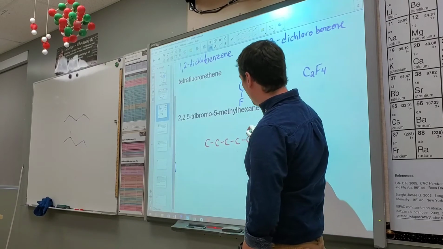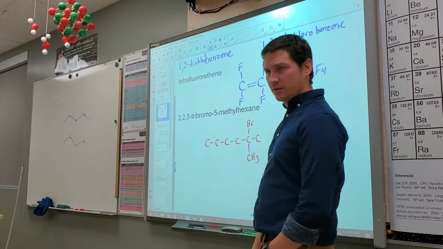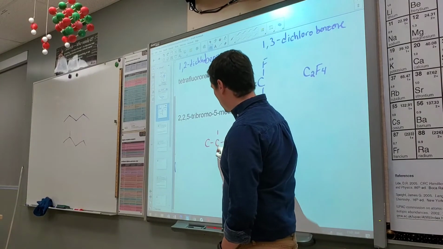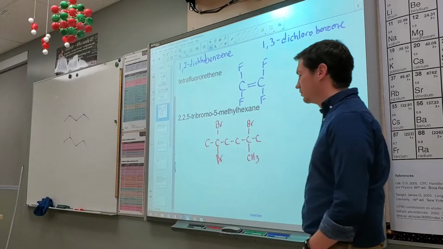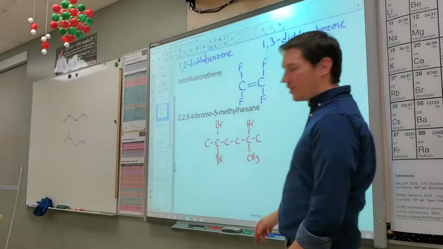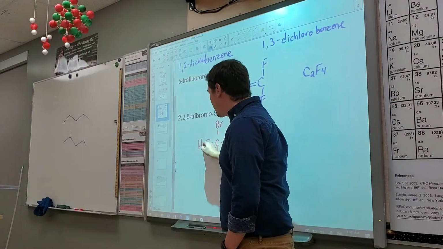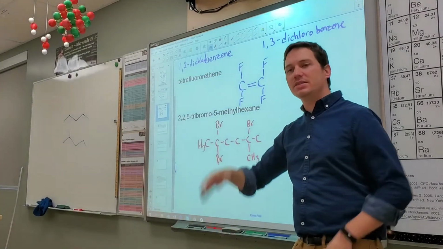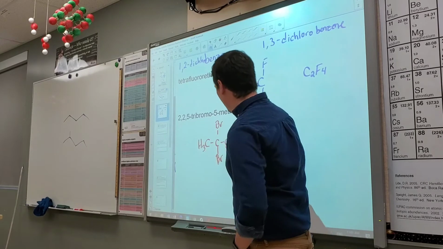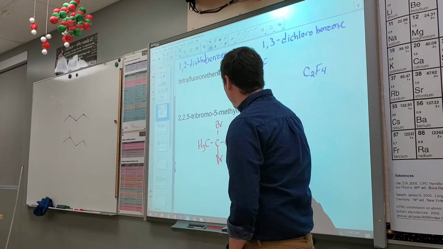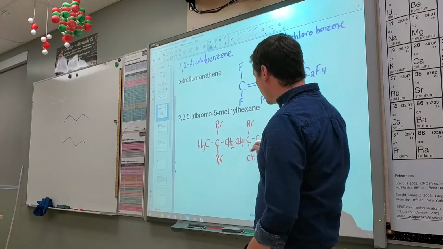A bromo group on 5. 2 more bromo groups on 2. And then I just fill it in with hydrogens, right? So H3, it's okay if you put it on that side, it's still a methyl group, right? So yeah, it just looks weird, that's all. And then H2, no H's, H3, right?